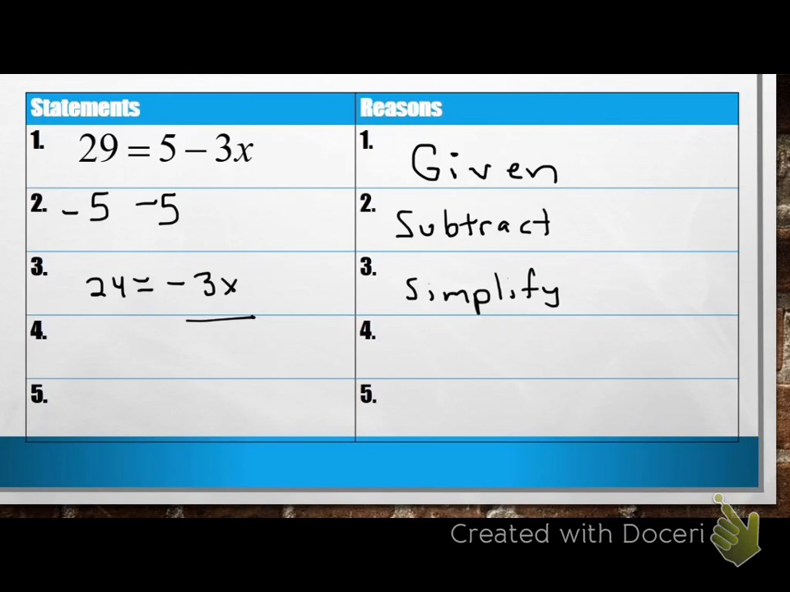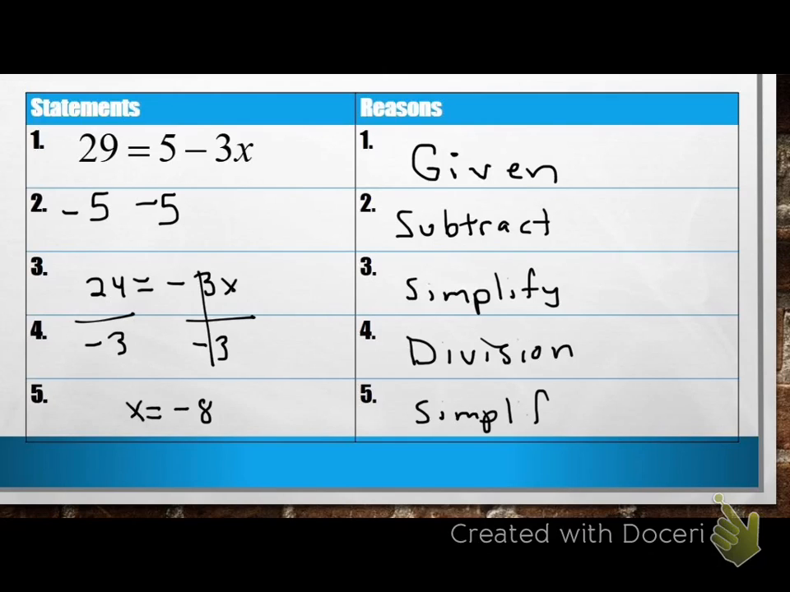Now what am I going to do to both sides? Divide by negative 3. Details matter. When I divide by negative 3, what property am I using? Division. All right, so we're going to write division. Nice. Bryce, pay attention, buddy. Come on, you can do this. All right, what is 24 divided by negative 3? So x equals negative 8. How did I get that? I simplified. Kind of get the idea now?